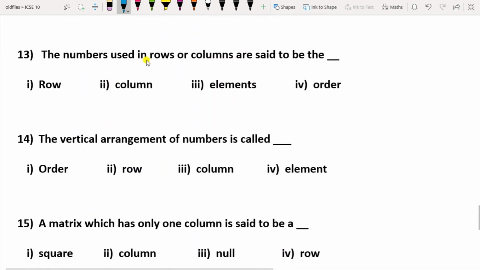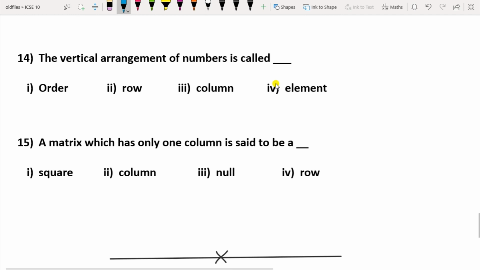The numbers used in the rows or columns are said to be what? Elements. The vertical arrangement of numbers is called a column, and a matrix which has only one column is said to be a column matrix.